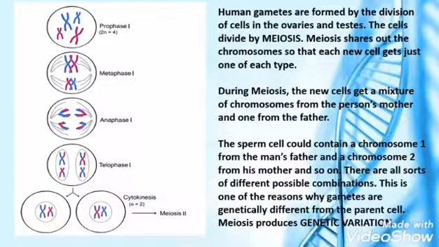So, a sperm cell could contain a chromosome 1 from the man's father and a chromosome 2 from his mother, and so on. There are all sorts of different possible combinations. This is one of the reasons why gametes are genetically different from the parent cell. Meiosis produces genetic variation.